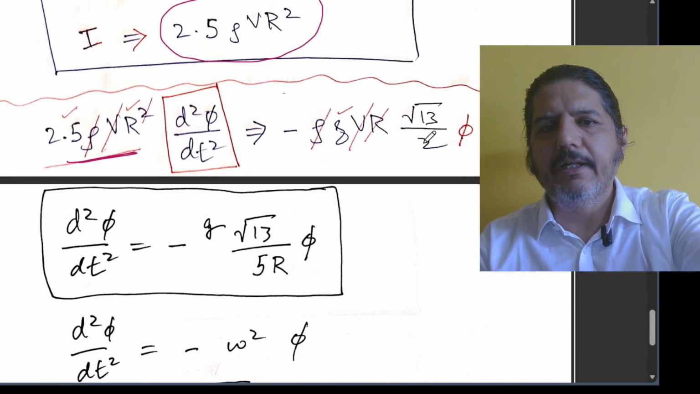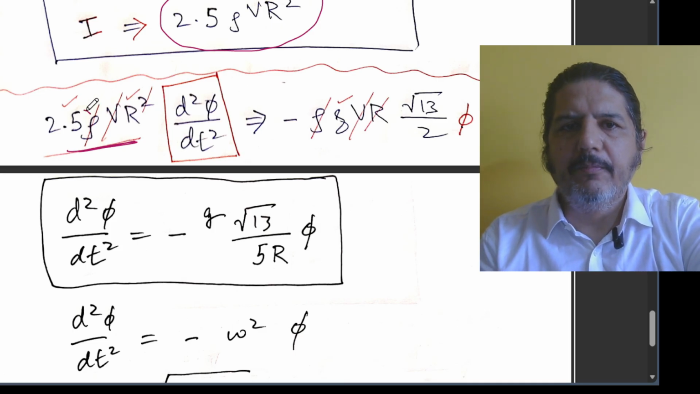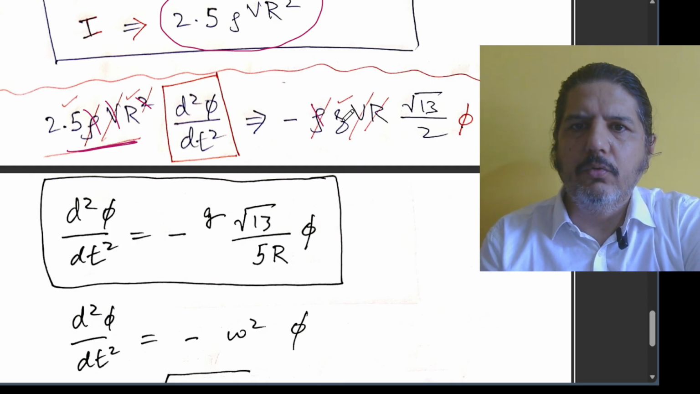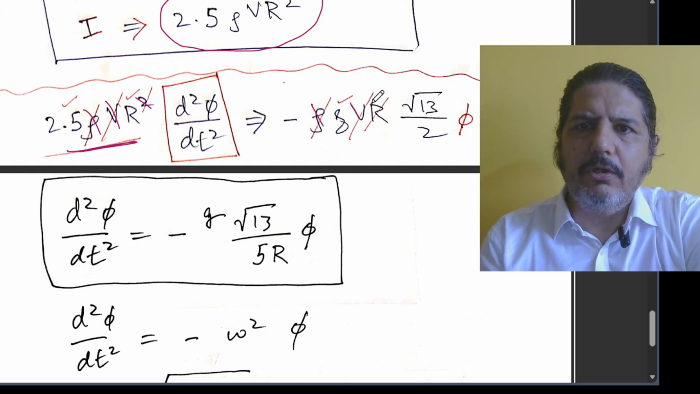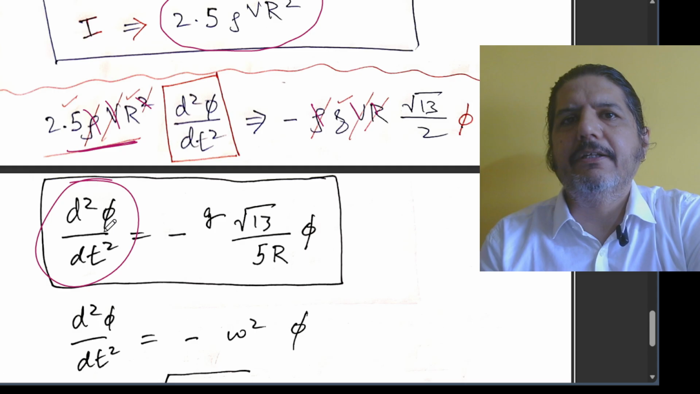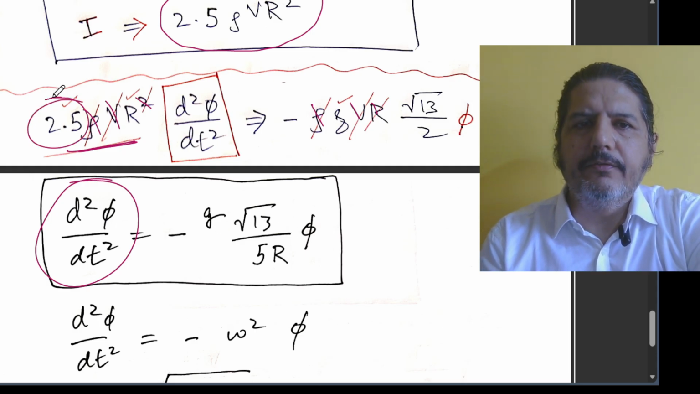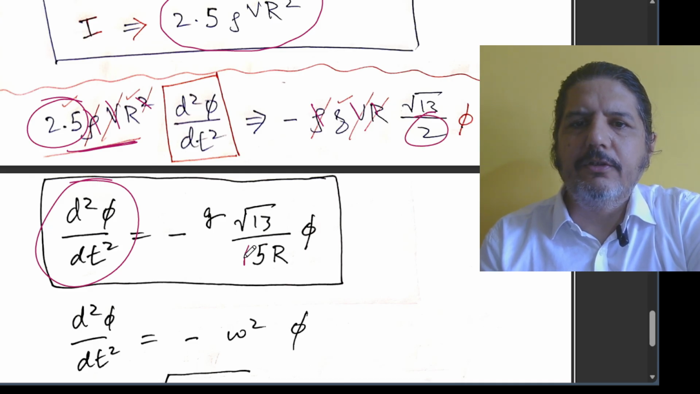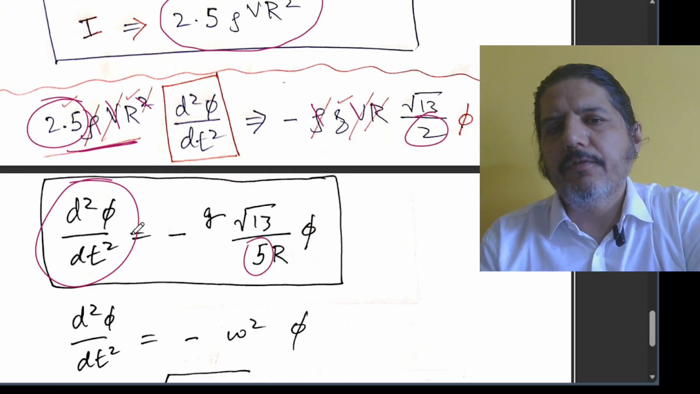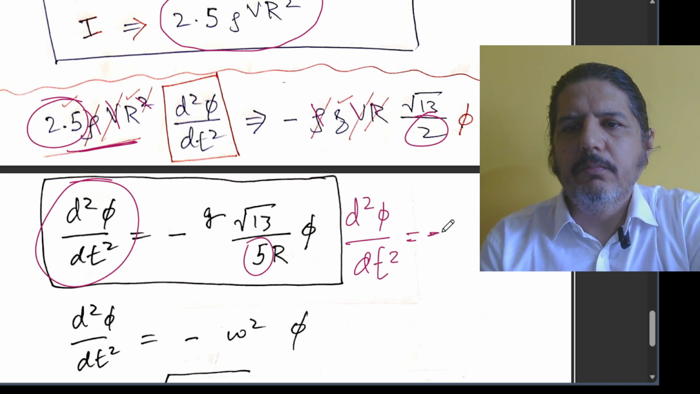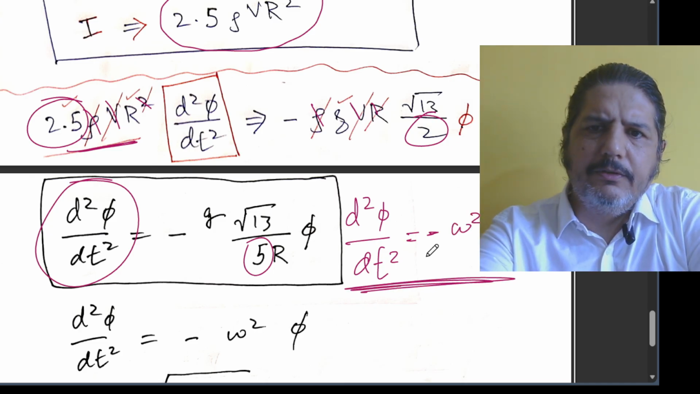Now this is where the magic will happen. There will be a lot of cancellation. Rho will get cancelled, V will get cancelled, R will get cancelled. Finally I have d square phi by dt square is equal to minus g root 13 upon 5r times phi. This 2.5 will get multiplied by this 2, and that is why you see a 5 here. Now I can compare this d square phi by dt square with minus omega square phi. This is what I get from my SHM, because I have proved this is SHM.